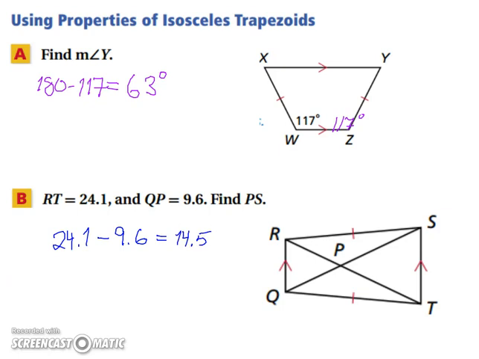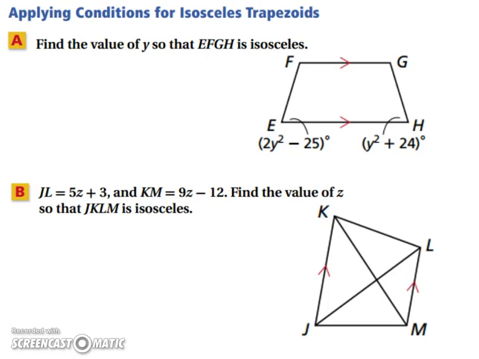Let's get a little bit more challenging here. Find the value of y so that EFGH is isosceles. Well, if it's isosceles, you know that the base angles must be congruent. So, therefore, set both of these equal to each other. We have 2y squared minus 25 must equal y squared plus 24.